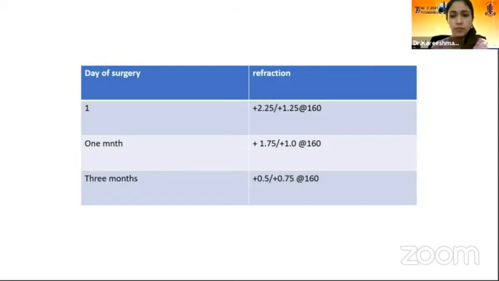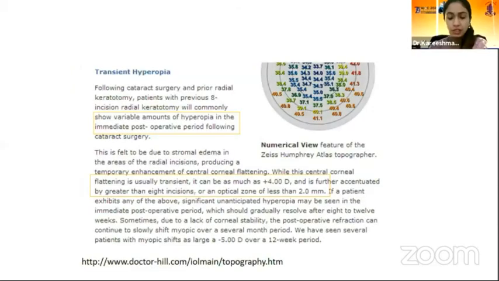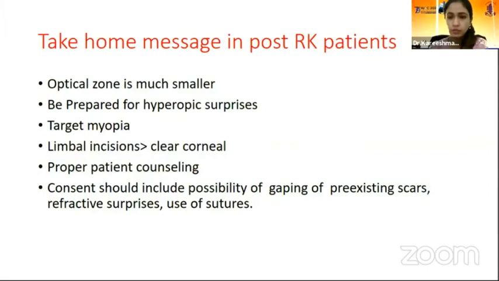Now, if you see the way it progressed, it reduced over a period of 3 months. So the take-home message is that you do have transient hyperopic shifts in post-RK patients. Because their optical zone is much smaller, you always try to target a little more myopia. So what I do is I usually target a -1 myopia and take a slightly more limbal incision than a complete clear corneal incision. Also, be always ready for any of the incisions opening up.